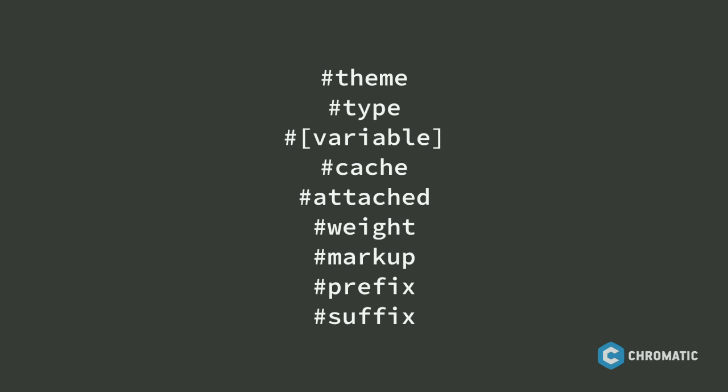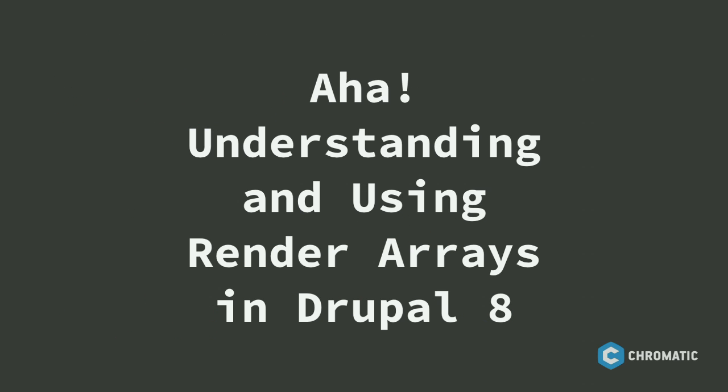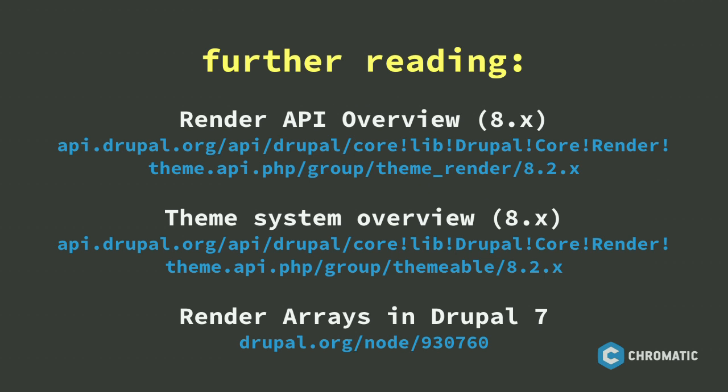We can use a number of other reserved property keys to do other fancy things like caching our render arrays with the cache API, attach assets to them, or add placeholders in them. So there you have it. Hopefully now we understand render arrays to go forth and use them in our projects. Thank you.